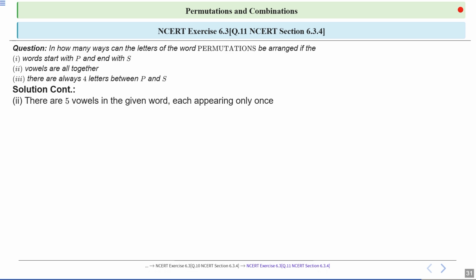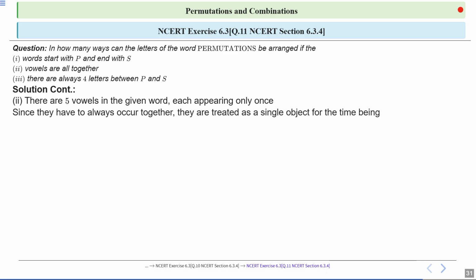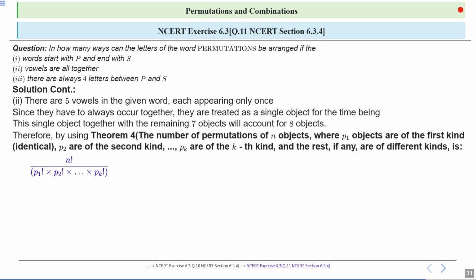In the second part of this question, there are 5 vowels in the given word, and the vowels must be together. So these 5 vowels will be treated as one object. Since the vowels must always occur together, we treat them as a single object. This single object together with the remaining 7 objects accounts for 8 objects.